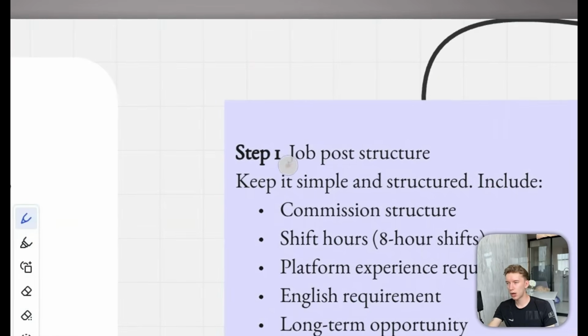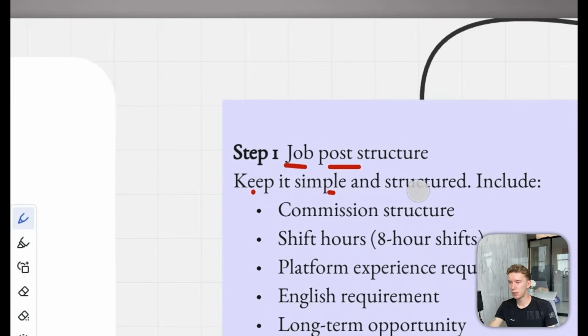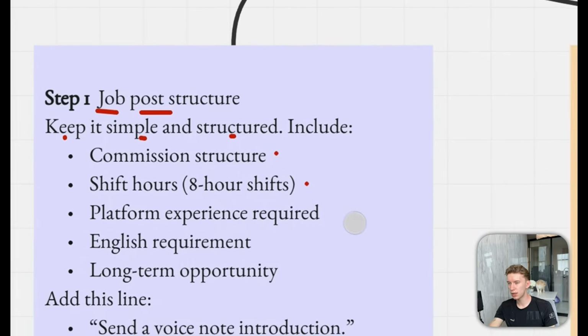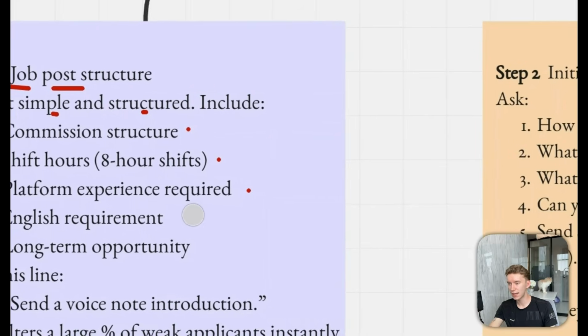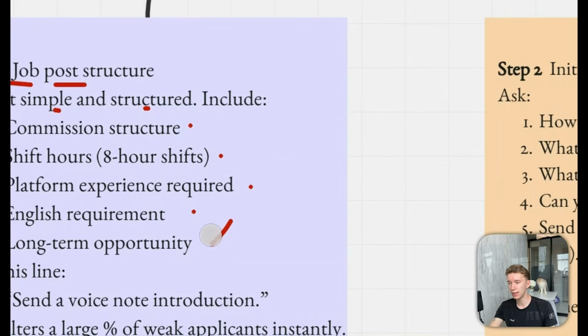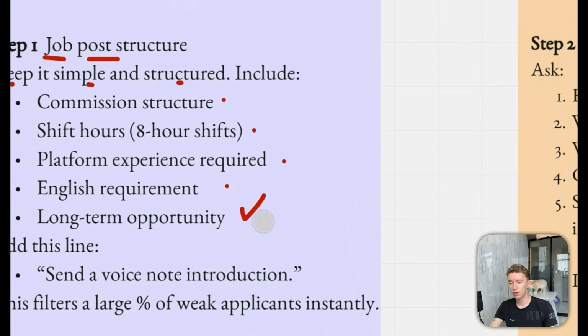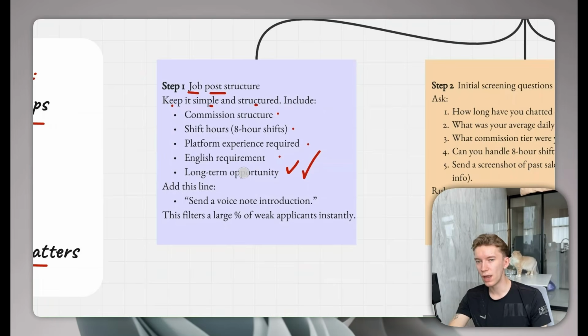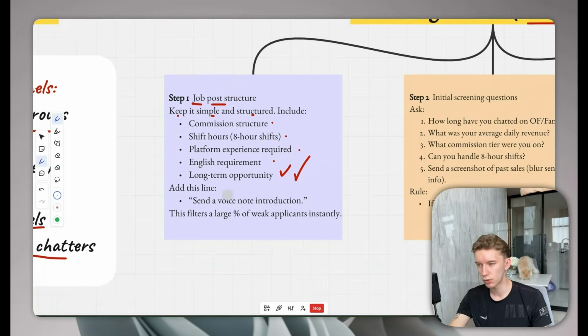Now, for the job post structure, keep it simple and structured, okay? Include the commission structure, their 8 hours per shift, the performance experience that they need, and the great English requirement, and that it's a long-term opportunity. A lot of chatters look for long-term opportunities. They're sick of all these short-term agencies scamming them. So if you bring them something real, they're going to work for you. Whether it's a commission or pay per hour, they're going to work because it's a real job offer.